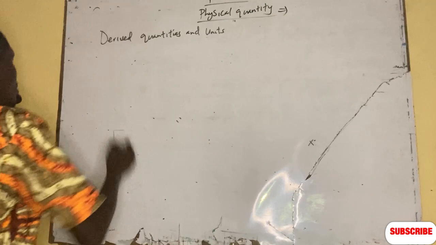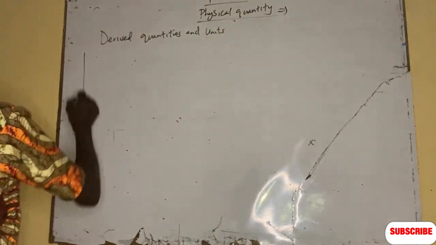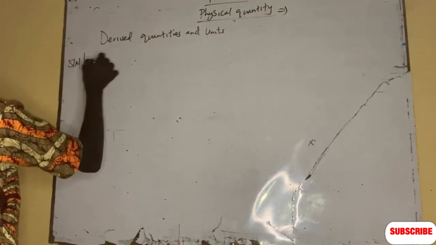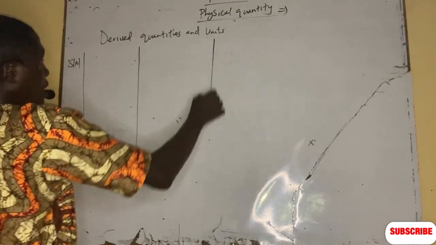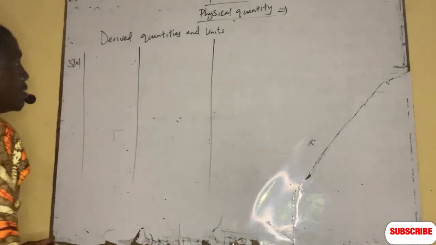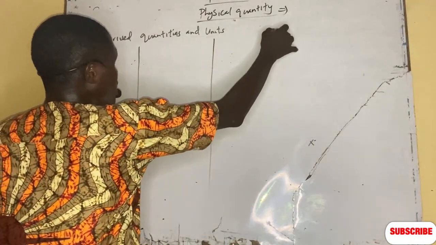Now, for instance, let's consider a few of them. We have the serial number, the quantity itself, the formula, how they come from the fundamental quantities, and the unit.